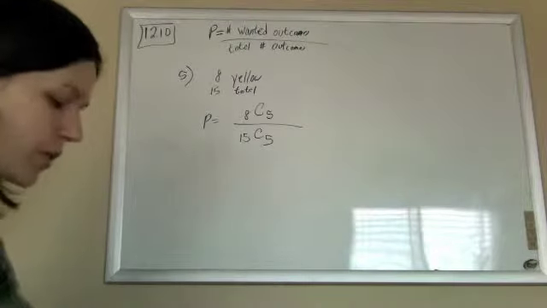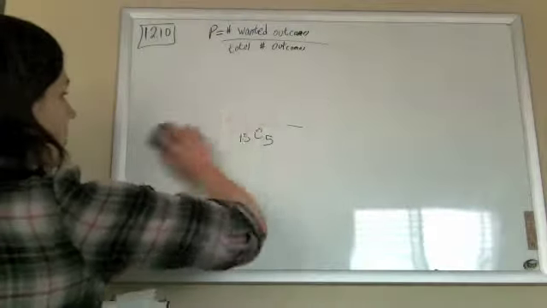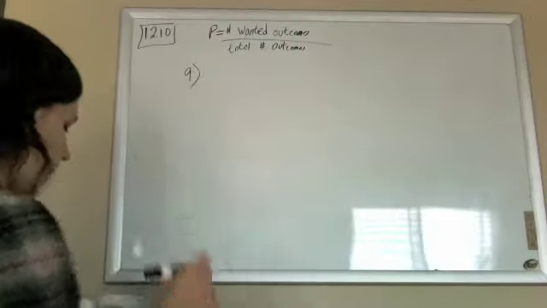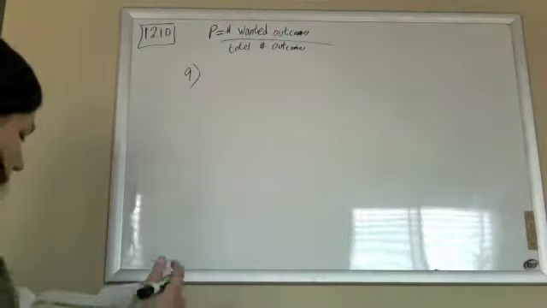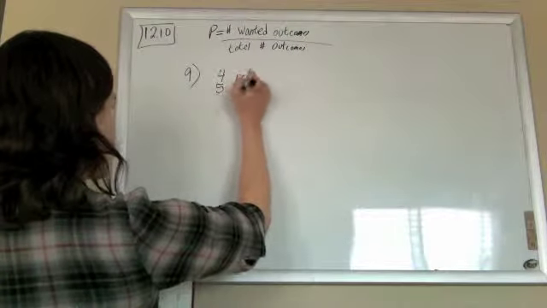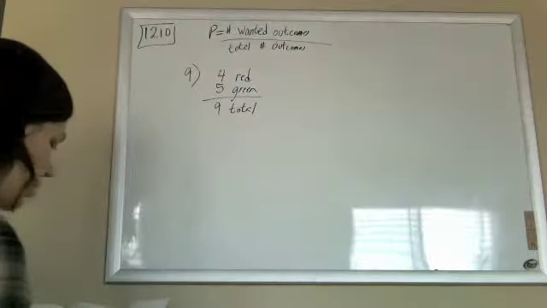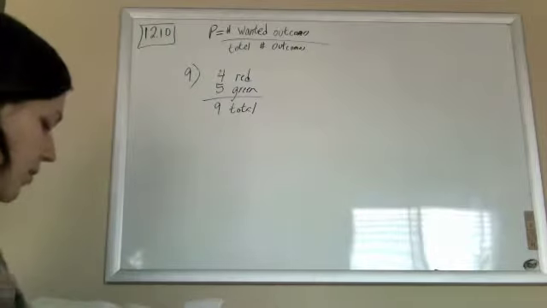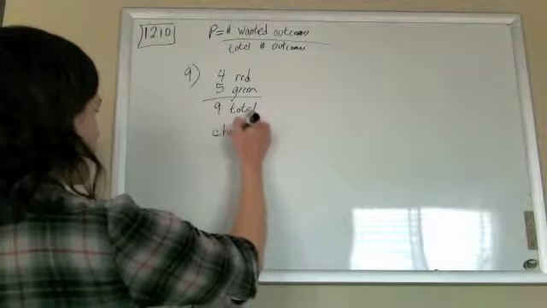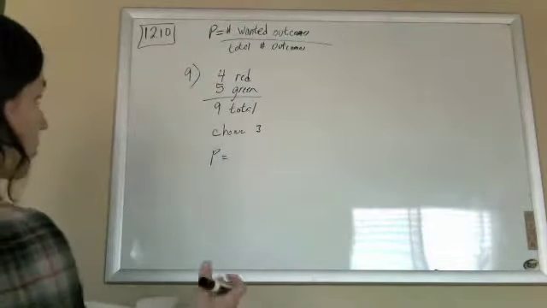Okay, and for 9, I think we're doing the same thing, except we're going to actually finish solving. So 9, they have 4 red balls and 5 green balls. 4 red, 5 green, so 9 total. And you want to select 3. So we're choosing 3. And they want to know the probability of getting 3 green balls.